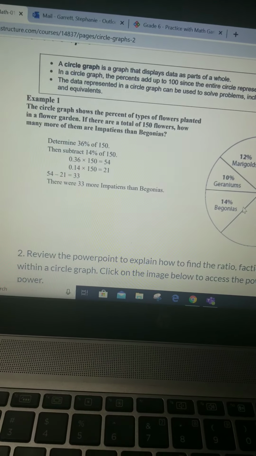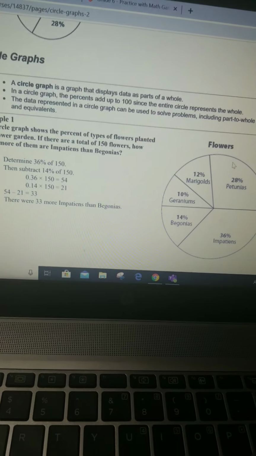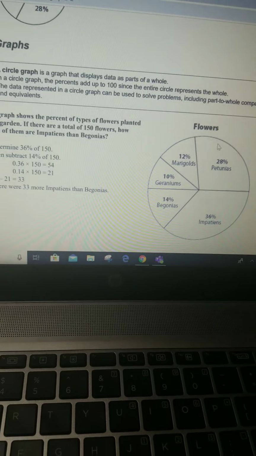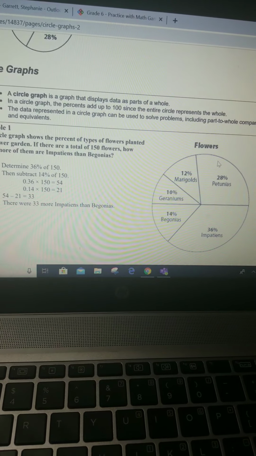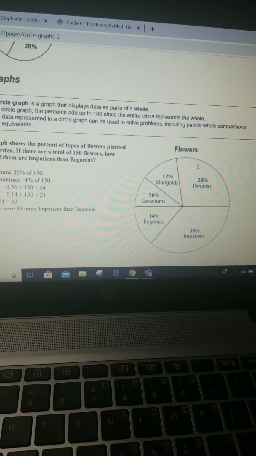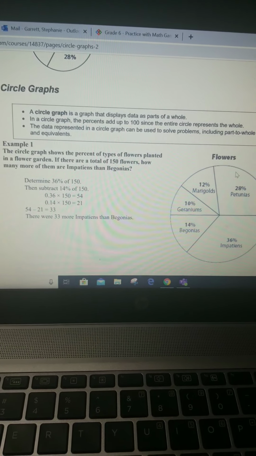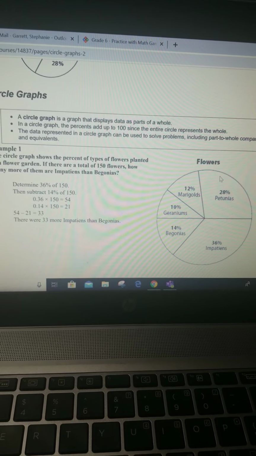So today we're going to talk about circle graphs. A circle graph is a graph that displays data as part of a whole. In a circle graph, the percents add up to 100 since the entire circle represents the whole. And you learn that one whole is 100%.